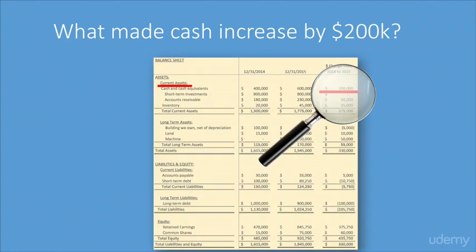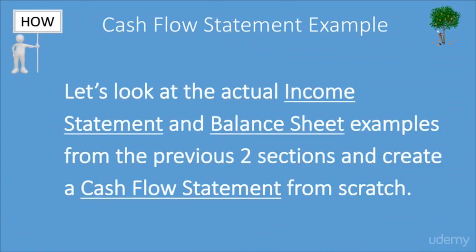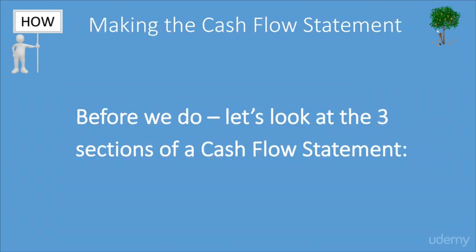Well, we need to have another statement to help us with this, and that statement is called the cash flow statement. So what we're going to do is look at the actual income statement and balance sheet examples from the previous 2 sections, and then we're going to create a cash flow statement right now from scratch. Before we do that, though, let's just take a quick look at the 3 sections of a cash flow statement.